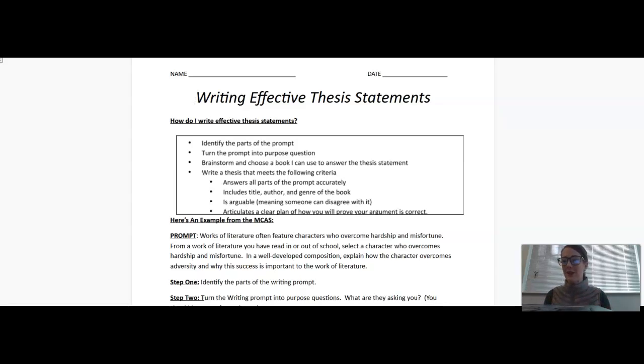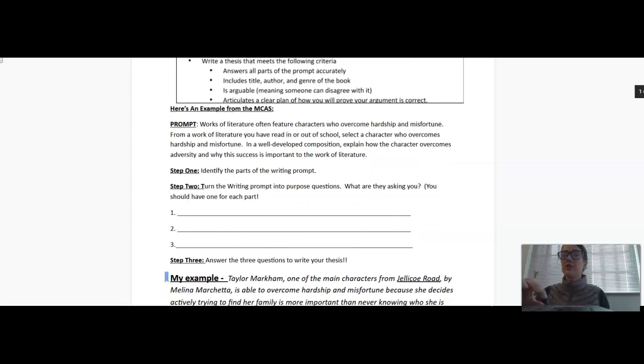So what exactly are we talking about here? Let's take a look at an example prompt that has been used in the MCAS before so that we can do this in a little more detail. So here's the example prompt. Works of literature often feature characters who overcome hardship and misfortune. From a work of literature you have read in or out of school, select a character who overcomes hardship and misfortune. In a well-developed composition, explain how the character overcomes adversity or challenges and why this success is important to the work of literature.